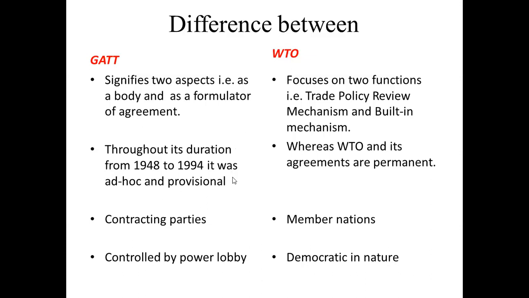Second difference, GATT throughout its duration, right from 1948 to 1994, it was ad hoc and provisional. So it was temporary. From 1948 to 1994, it was temporary, provisional. Whereas WTO and its agreement were permanent. So this is the second difference between GATT and WTO. So WTO agreements are permanent, whereas GATT agreements are. What is the status of GATT agreement?